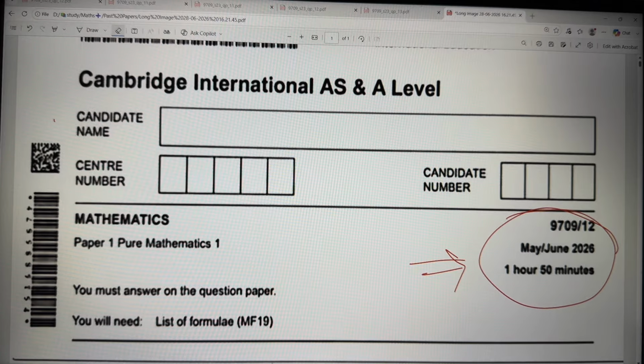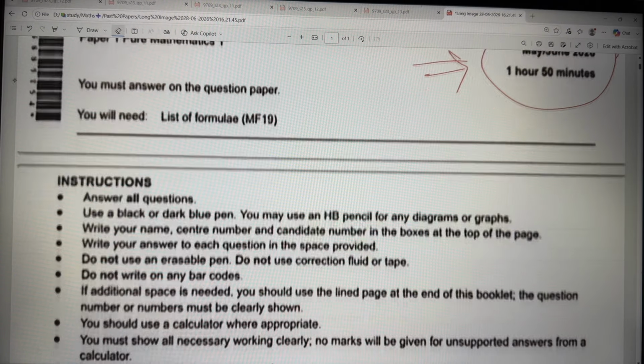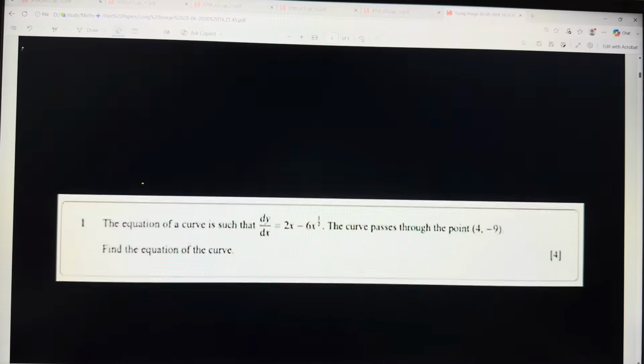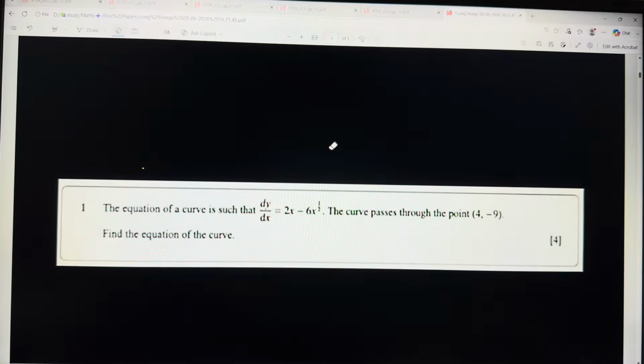Okay, today I'll be solving Cambridge International AS and A-Level Maths paper 9709, paper 1-2, March 2026, and this is the paper before the retake. So let's start. So the first question is about integration.